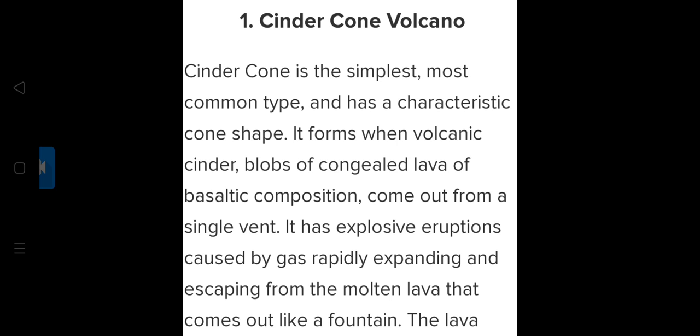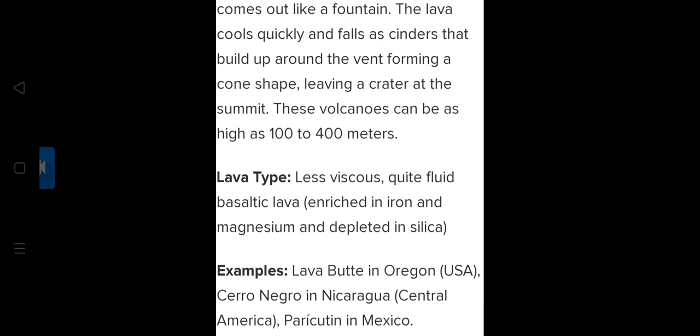It forms when volcanic cinder, blobs of congealed lava of basaltic composition, comes out from a single vent. This is more detailing about the cinder cone volcano. It has explosive eruptions caused by gas rapidly expanding and escaping from the molten lava that comes out like a fountain. The lava cools quickly and falls as cinders that build up round the vent, forming a cone shape, leaving a crater at the summit. These volcanoes can be as high as 100 to 400 meters.